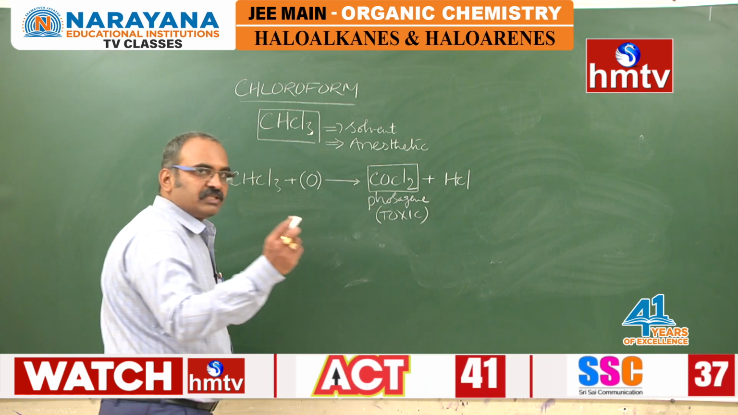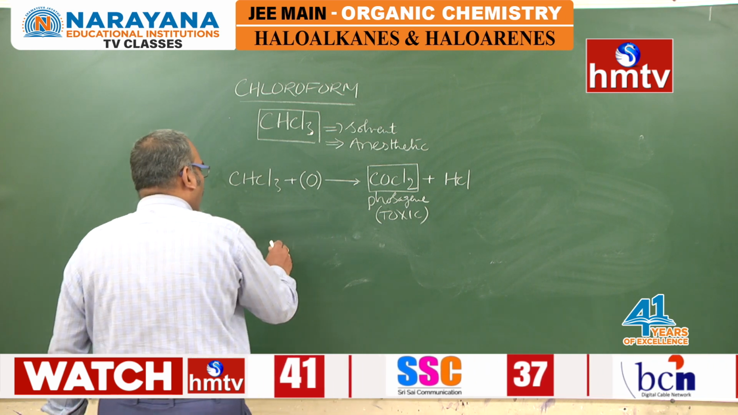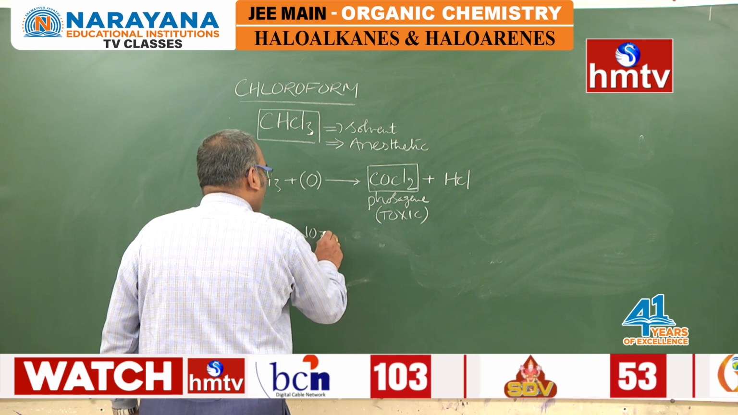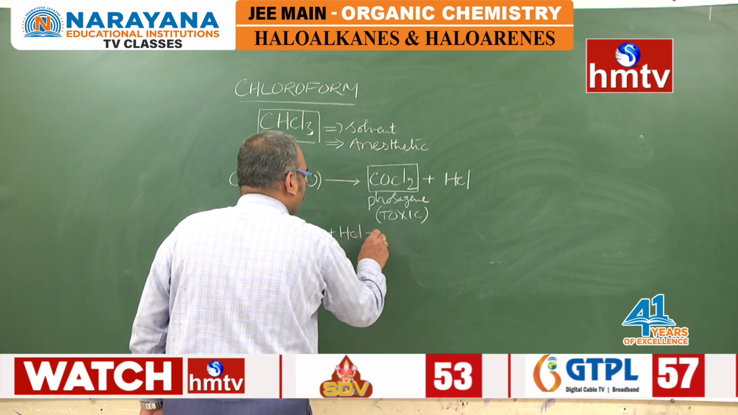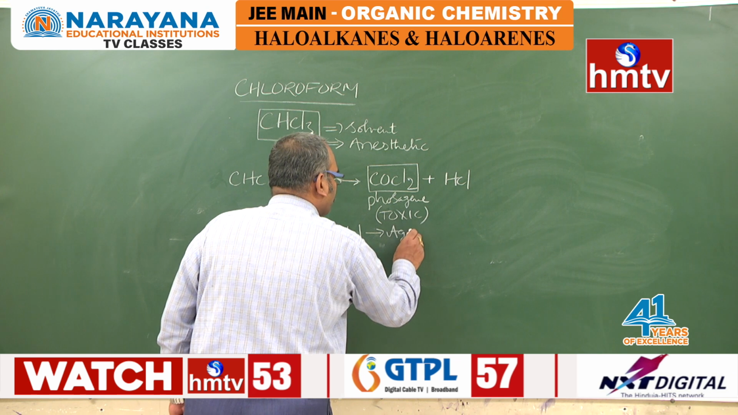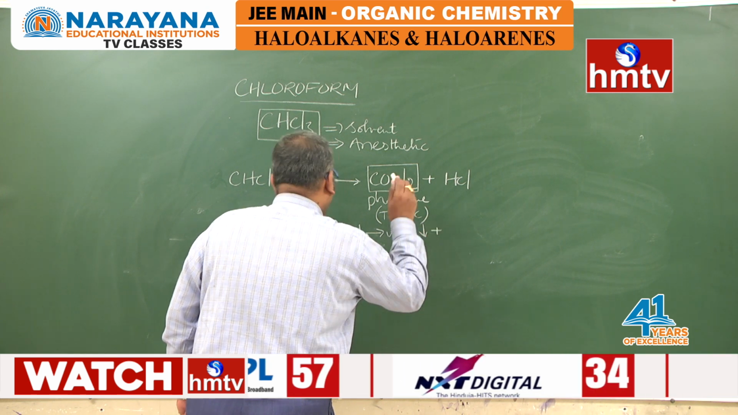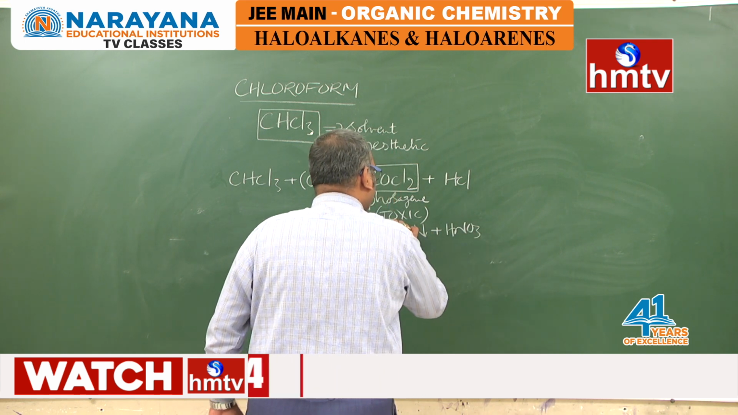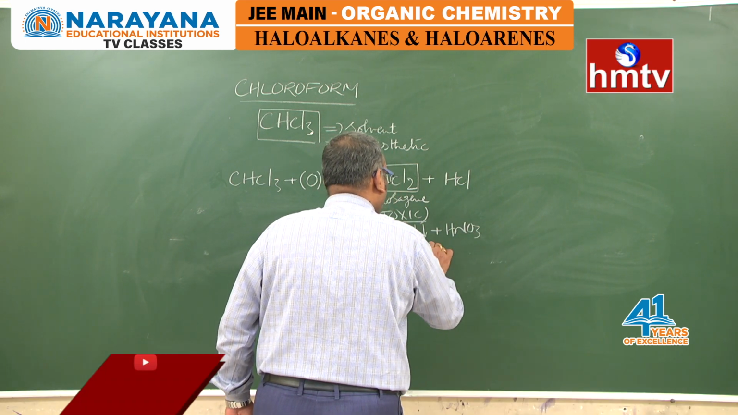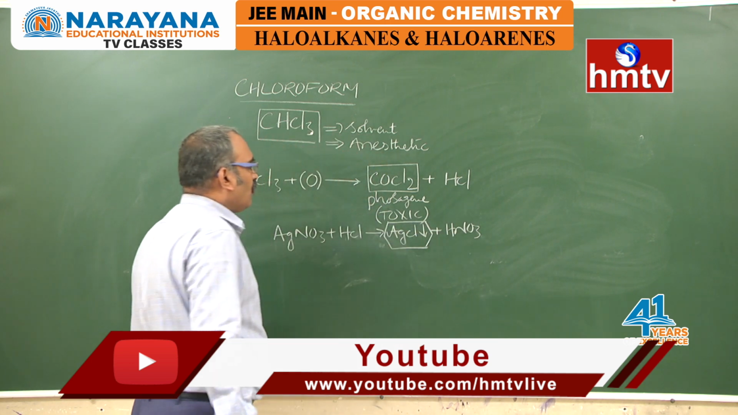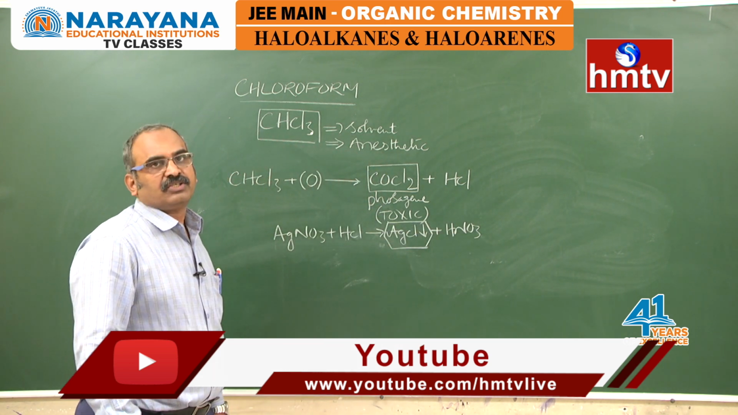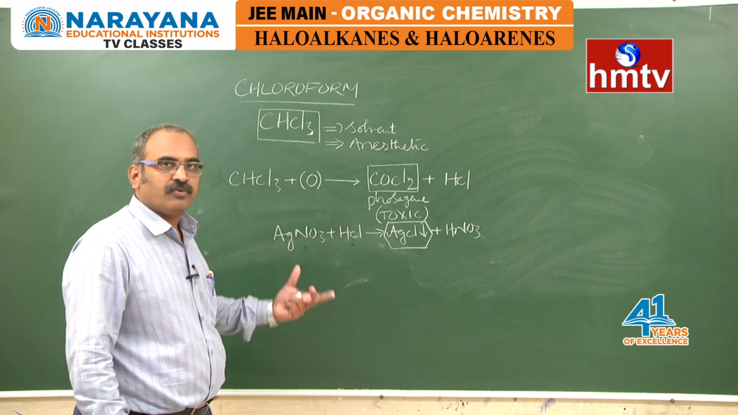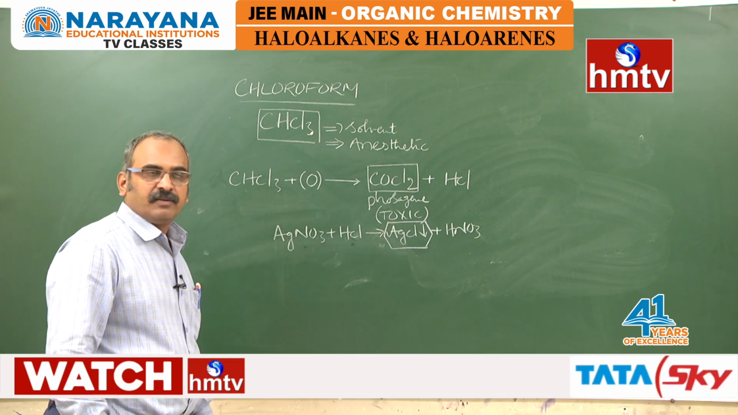To a small sample of such chloroform, add AgNO3. AgNO3 reacts with the HCl formed during the oxidation and forms AgCl precipitate, along with nitric acid. The white precipitate produced here indicates that chloroform has undergone oxidation, because silver nitrate combines immediately with HCl, producing AgCl.